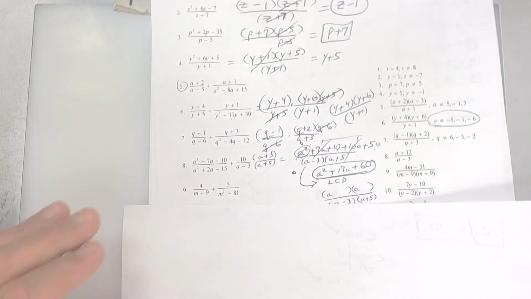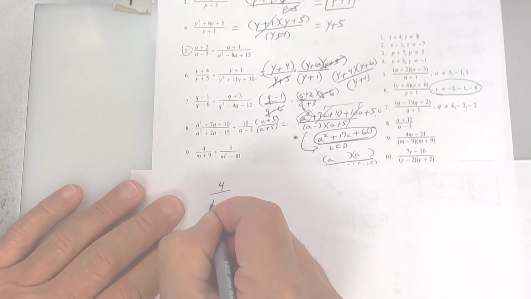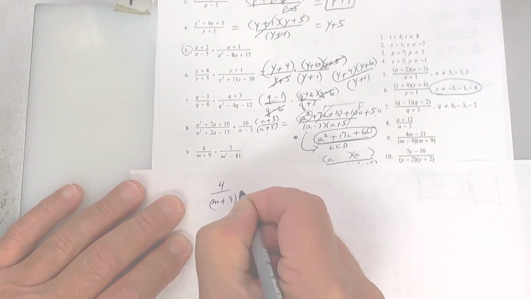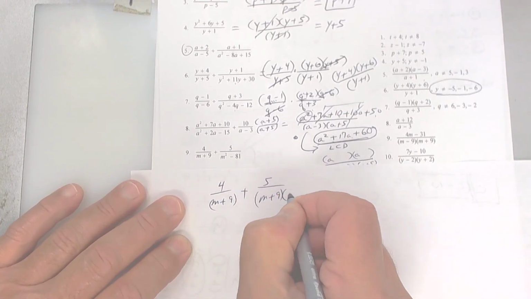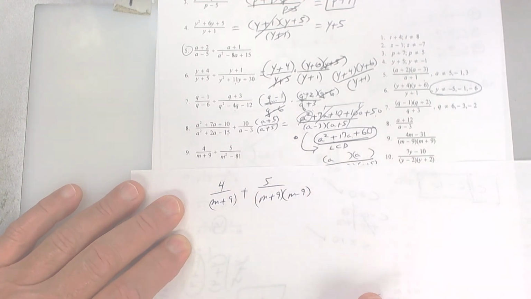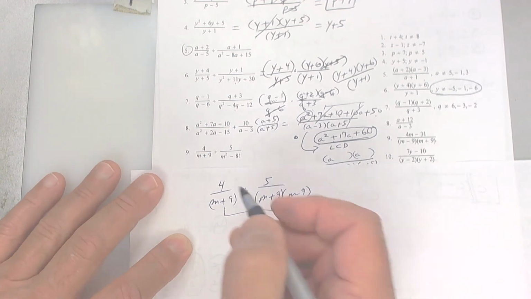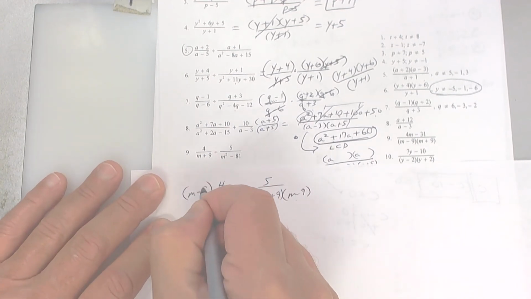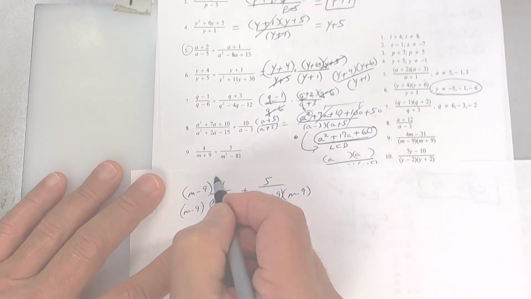Okay, let's keep moving on to number 9. Okay, so you're going to get 4 over (m plus 9) here, plus 5 over (m plus 9)(m minus 9). All right, so here you have the (m plus 9), but you're missing the (m minus 9) over here. So put (m minus 9) on both sides, and let's work that out. So you're going to distribute.